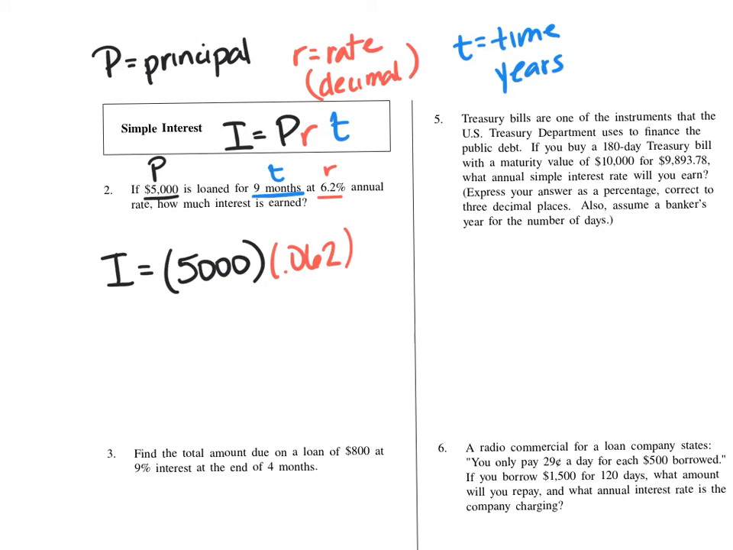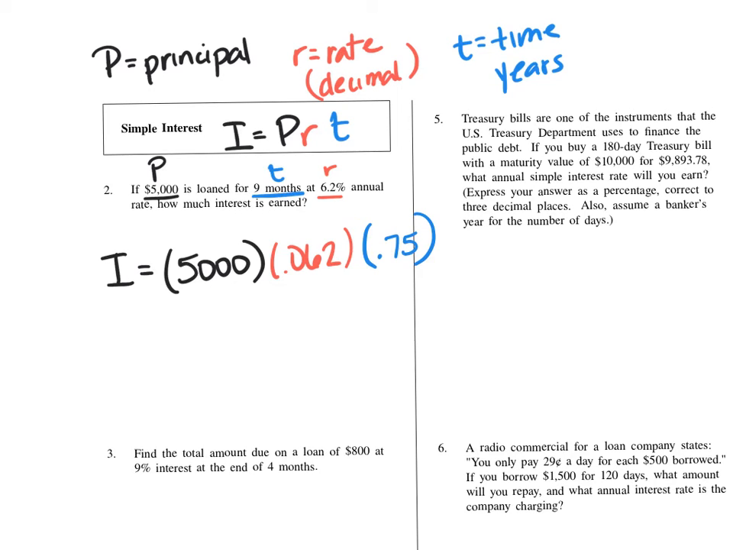But we have to express those 9 months again in terms of years. So we're going to divide 9 by 12, because how many months are in a year? There are 12. And we get 0.75, or you can write it as 3/4. So the time here is 0.75 of a year, 3/4 of a year.